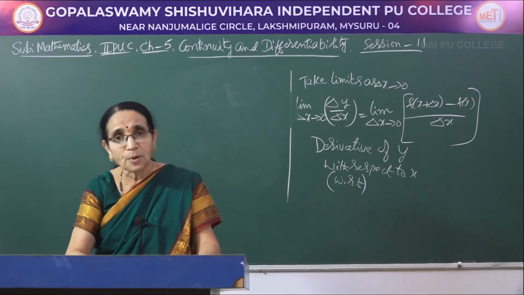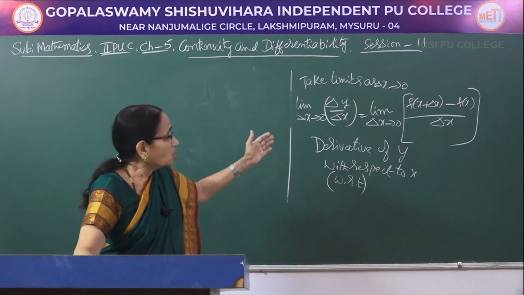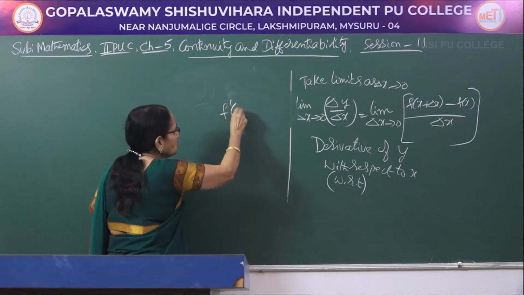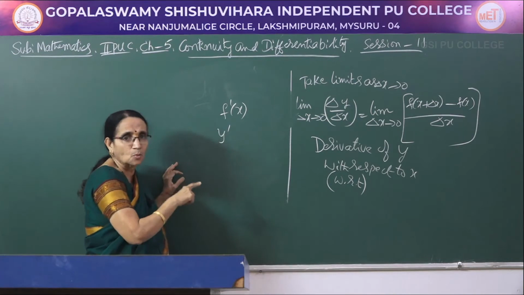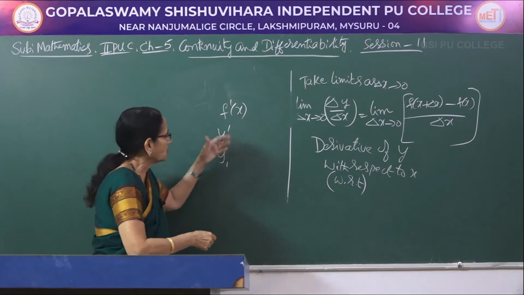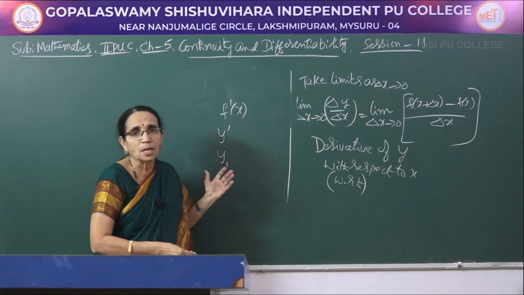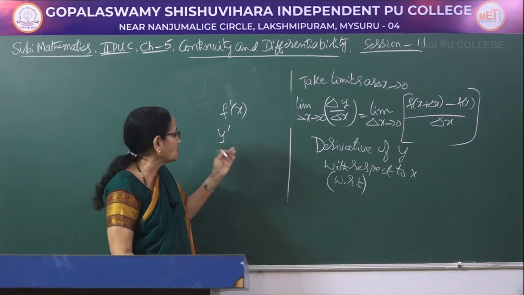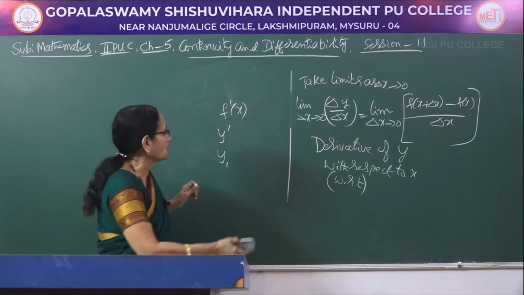Here I have taken f(x), that means in general I am considering here. Now not only dy by dx, there are some other notations also we use. Sometimes we use f dash x, or if I take y, it would be y dash, or you can write it as y1, a subscript. Or f dash x also. All these are different notations for the derivative. In the question paper sometimes this may be given, or that may be given, so be familiar with all of them.